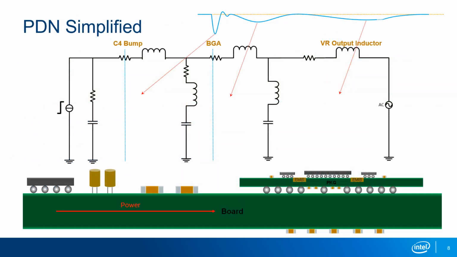We have performed simulations on the entire system. The first droop is at the C4 bump. C4 stands for Controlled Collapse Chip Connection, which are the bumps between the die and the package. The second droop is at the BGA pins, and then the third droop is at the inductor. So you'll need to merge all three together to get an accurate picture. You can't do it independently. This is what we've done in our simulations.